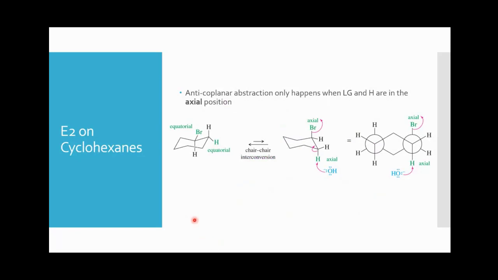Right, and then for cyclohexanes, E2 only happens when they are in the axial position. Because if it was equatorial, kind of like this, they're not really anti-parallel with each other. They're not on the same plane. So that's why axial, where one is pointing up and one is pointing down, you can easily do an E2 reaction.